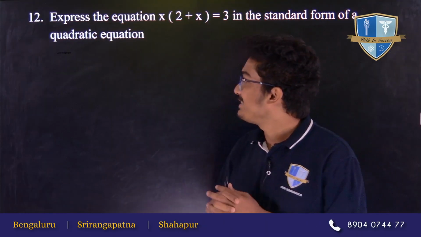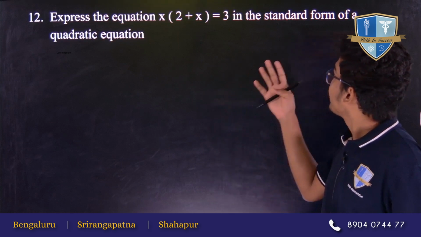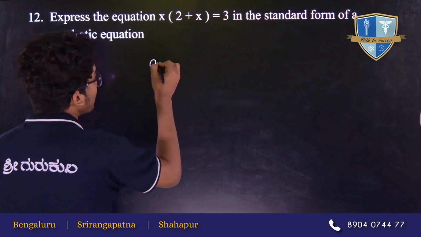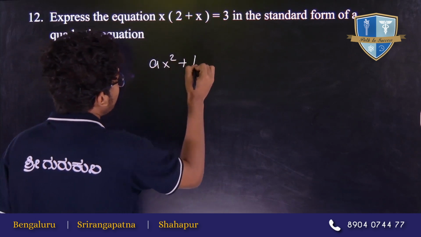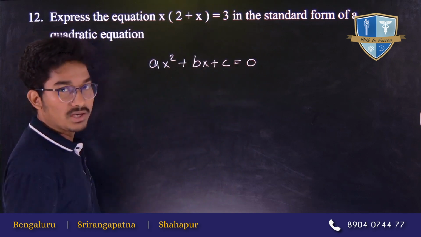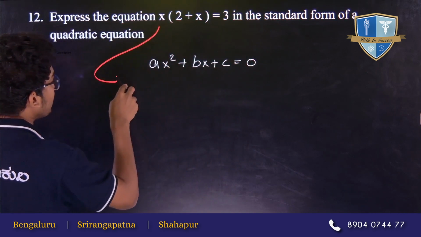So the next question is: express the equation x(2 + x) = 3 in the standard form of a quadratic equation. The standard form of a quadratic equation is ax² + bx + c = 0, where all the terms are on the left-hand side and on the right-hand side there is only 0. So let's try to convert this equation into the standard form.